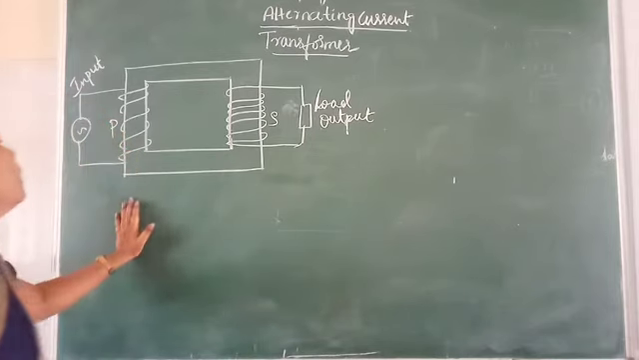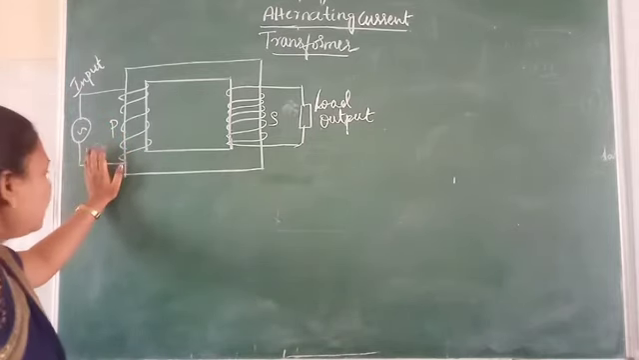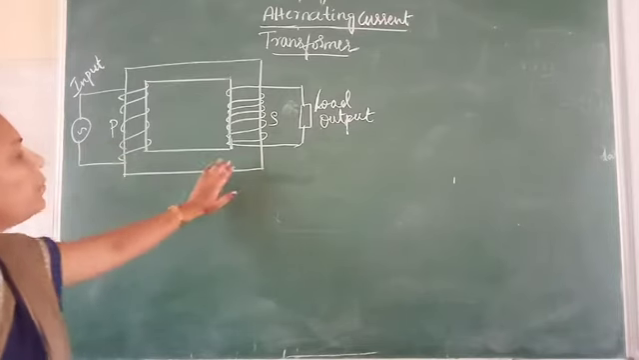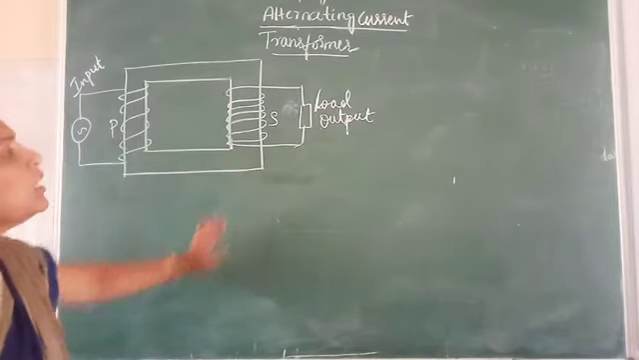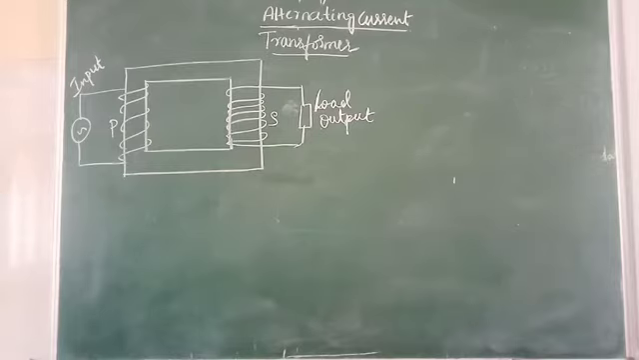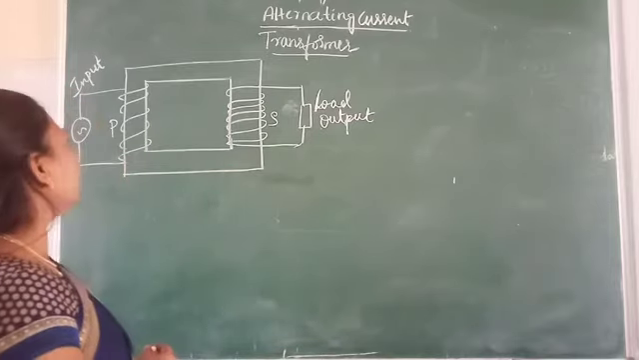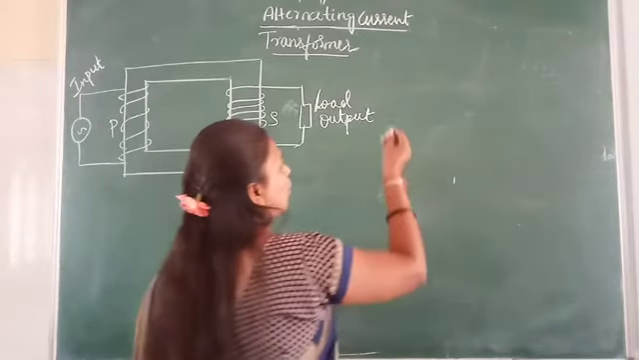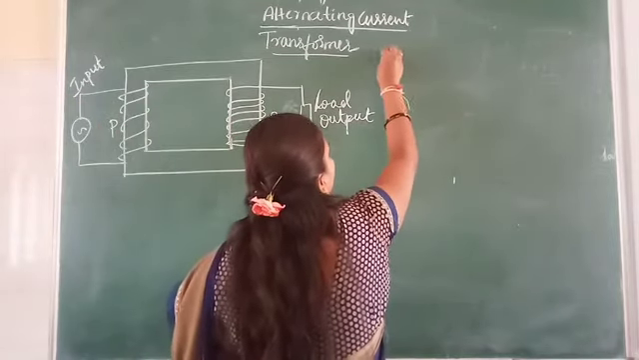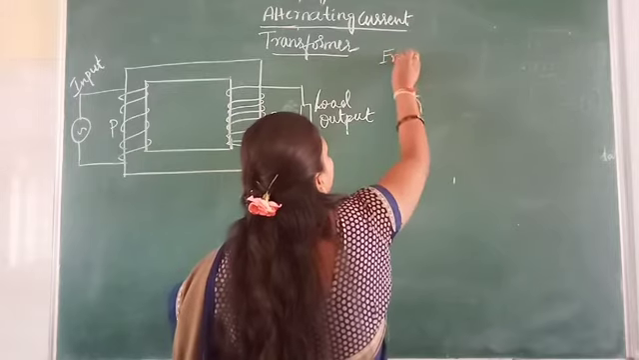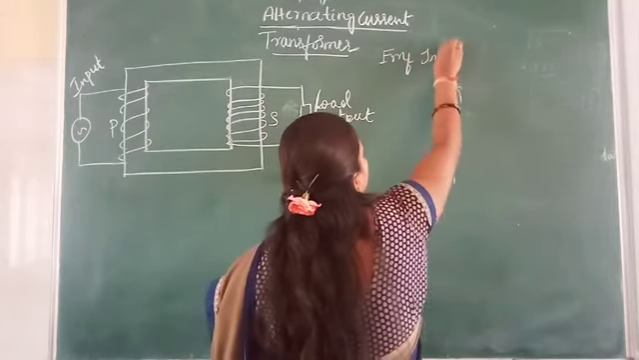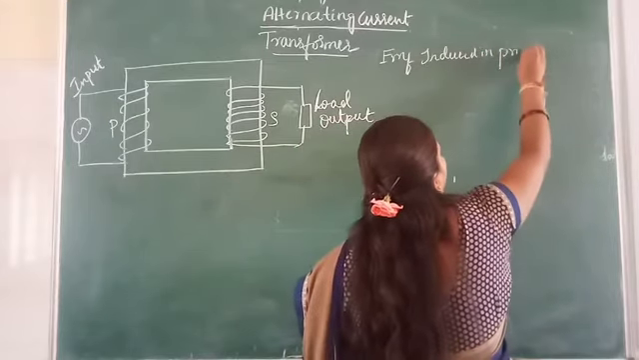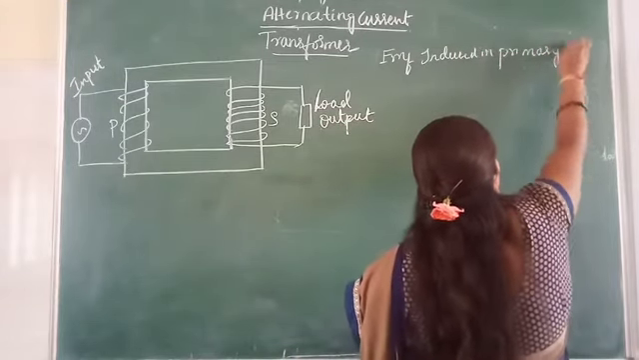When the current is given to the primary coil, as we discussed in the last class, a voltage will be induced in the secondary coil. So let me consider the EMF induced in the primary coil.